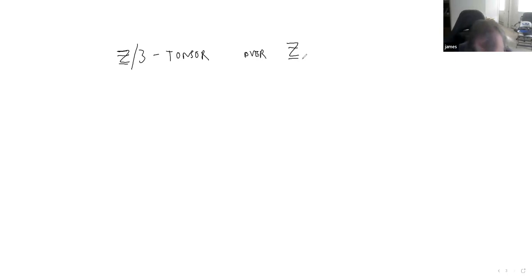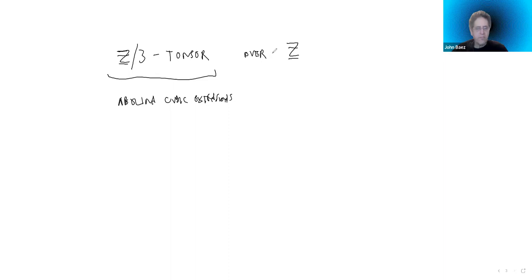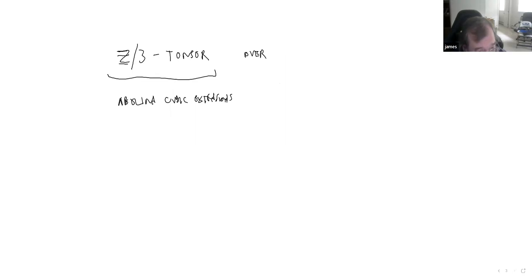So there's the idea that these Z mod 3 torsors, for example, are very closely related to abelian cubic extensions. Sorry, I just realized I am doing this thing of being very sloppy about things. Let me fix one of the mistakes or very misleading things here. Let me say that I am working over the field Q here, let's say.